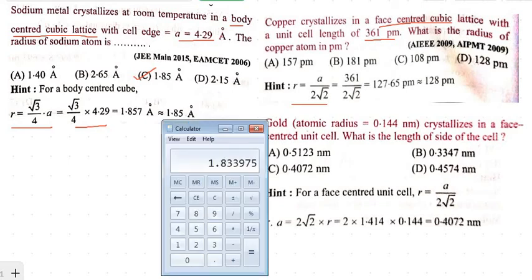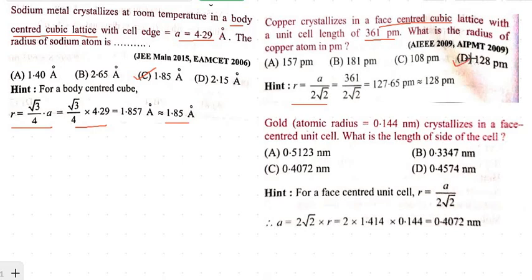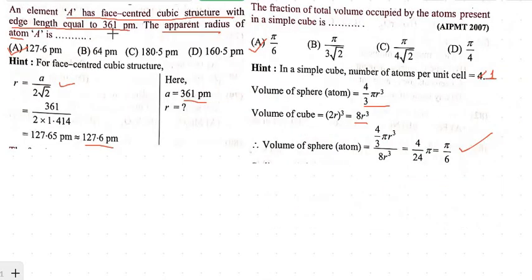Using the calculator, let us calculate. That is 361 divided by 2, divided by 1.414, and that is 127.65 picometer, that is 128 picometer. So the answer would be 128 picometer. Here again, because of the same edge length, the value is very close, or it appears the same.